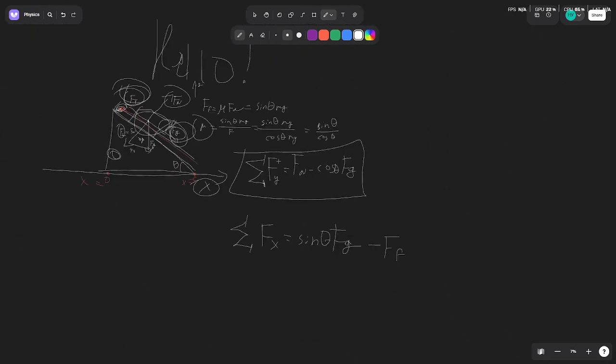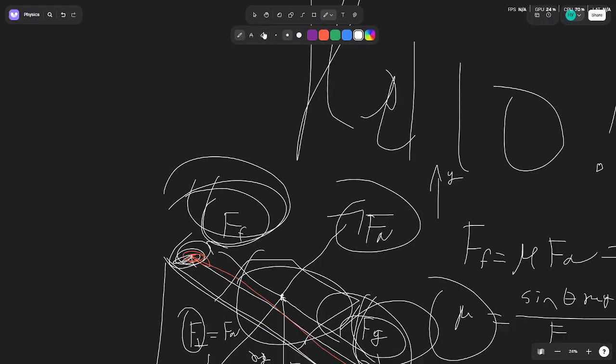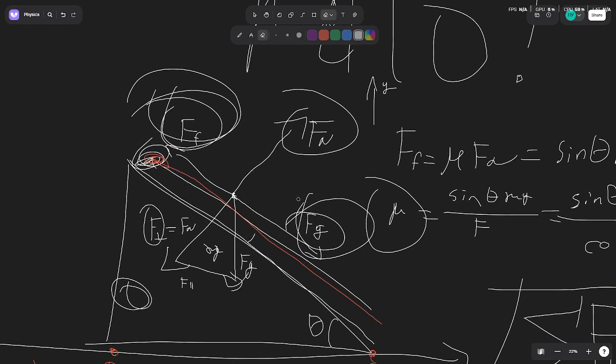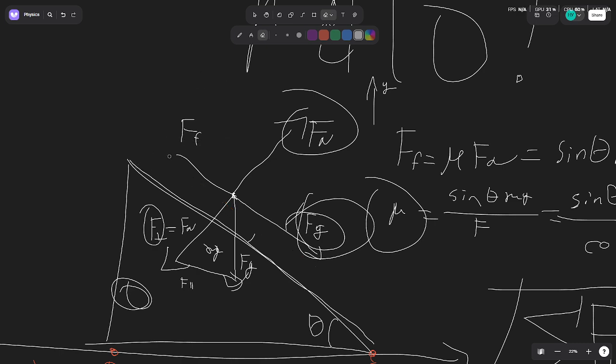So in general, this is all you need to know about the friction force and inclined planes. Let me clear it up to make it more understandable.